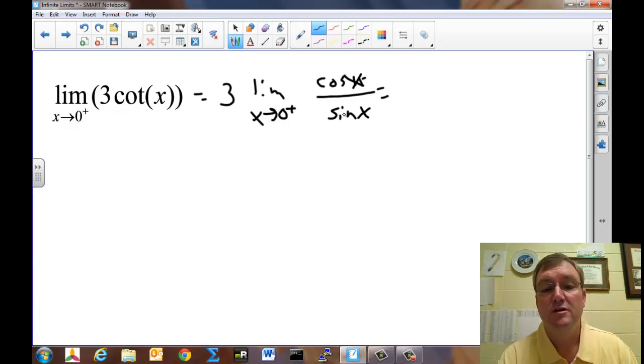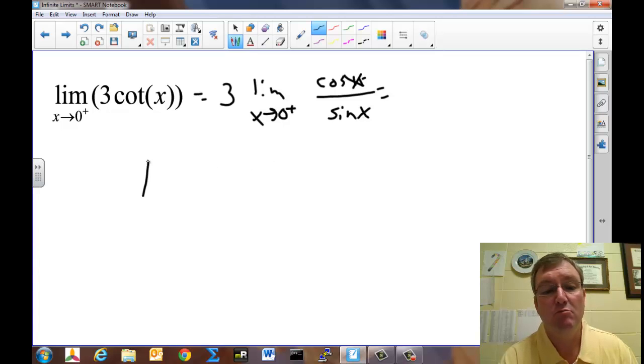Okay? So if we put 0 in for the denominator, the sine of 0 is 0. So we can't do that. Let's put in a number close to it. And notice we're from the right. So we're talking about a number that's just a little bit larger than 0.